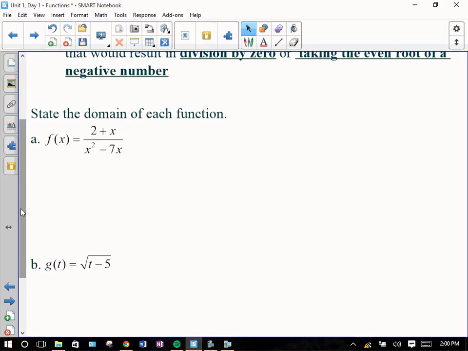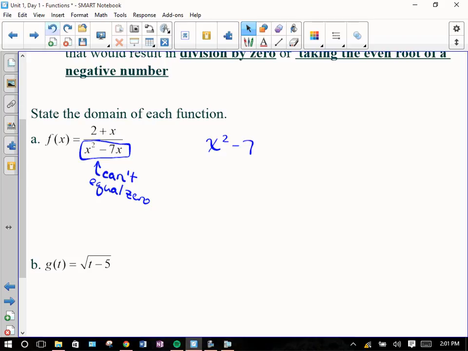So, since I'm dividing by x squared minus 7x, this can't equal 0. Can't. All right. That's great. So what makes that 0? That's the next question I should ask. I should be like, okay, so this can't be 0. What makes that 0? So I want to know x squared minus 7x. That's my fault, x squared minus 7x equals 0. What makes this 0?